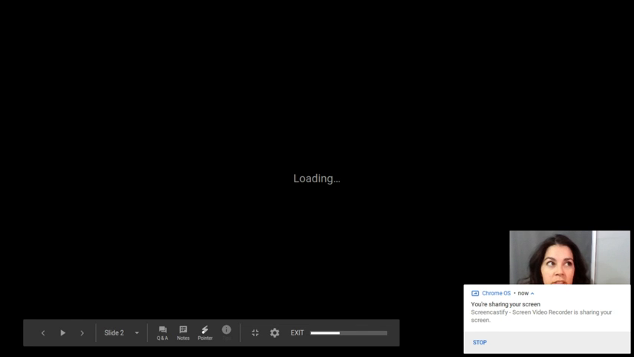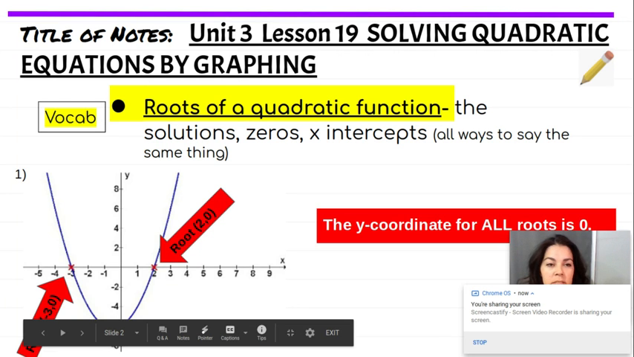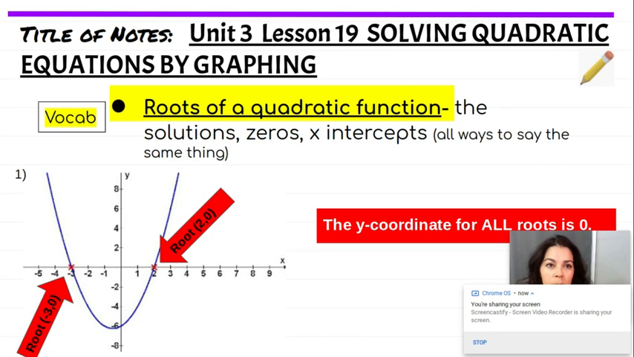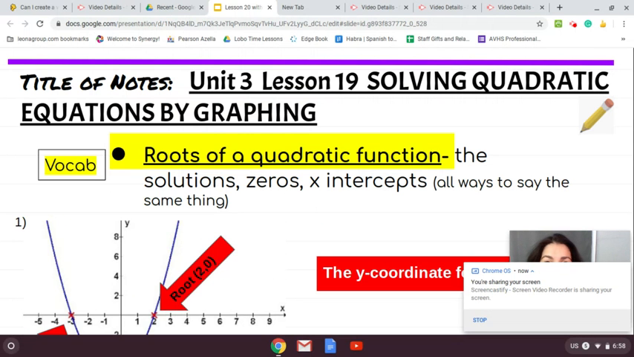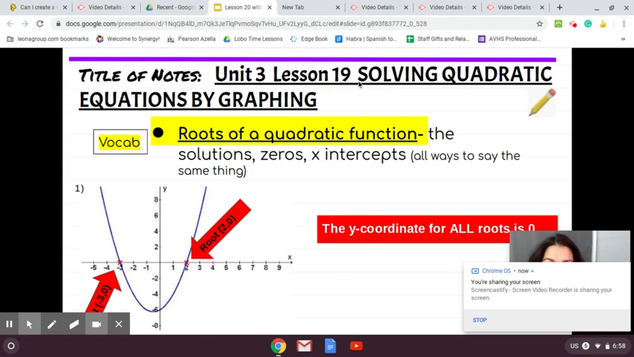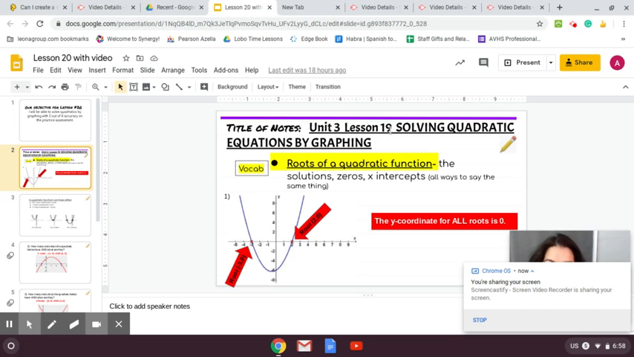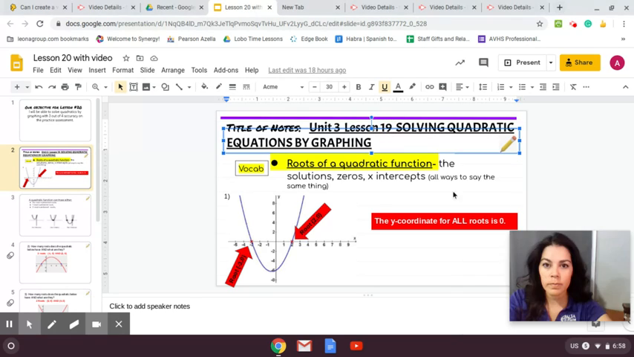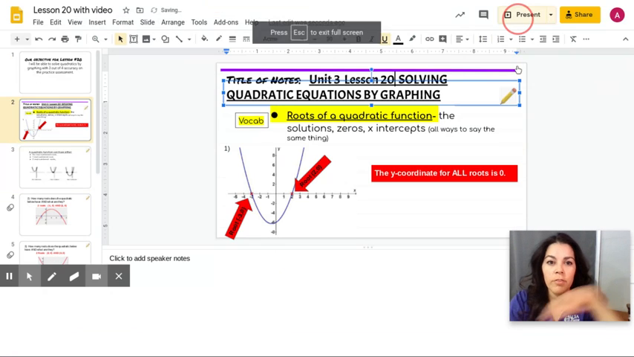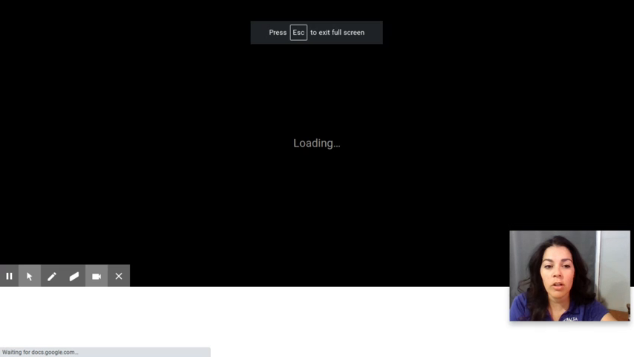All right, so for this slide, please make sure you put the title at the top of your paper, Unit 3, this is Lesson 20. I'm going to go ahead and fix that right now at this time. This is Lesson 20. And for the title, please put that we are solving quadratics by graphing.